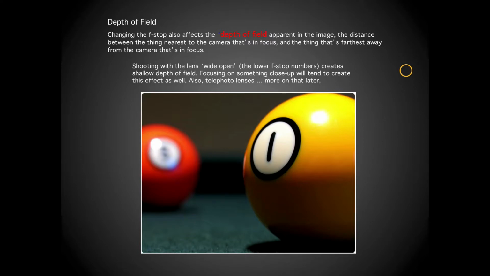So shooting with the lens wide open creates a shallow depth of field. Focusing on something close up will tend to create this effect as well. So if I have a lens, and even if I have the lens, quote unquote, stopped down to like f11, f16, which would typically give me a lot of depth of field, but if I'm focused on something that's only 15 inches in front of me, I'm going to have shallow depth of field. So focus also affects this phenomenon of depth of field.